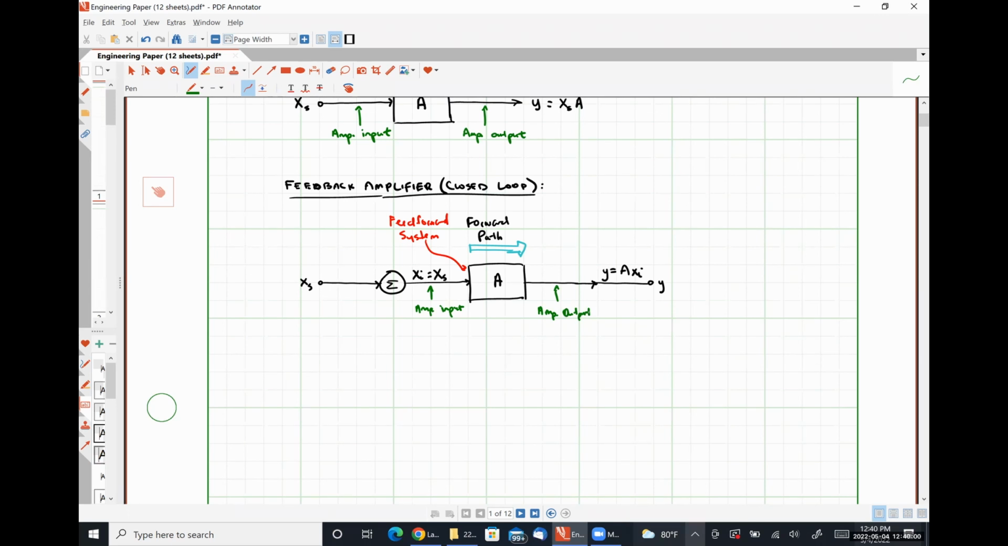Okay. Now, where things get different is that we are going to take a portion of our output signal and apply it to some sort of feedback network, which I am going to say is characterized by the parameter K, known as the feedback factor. And I want to talk about this very, very briefly here, okay?